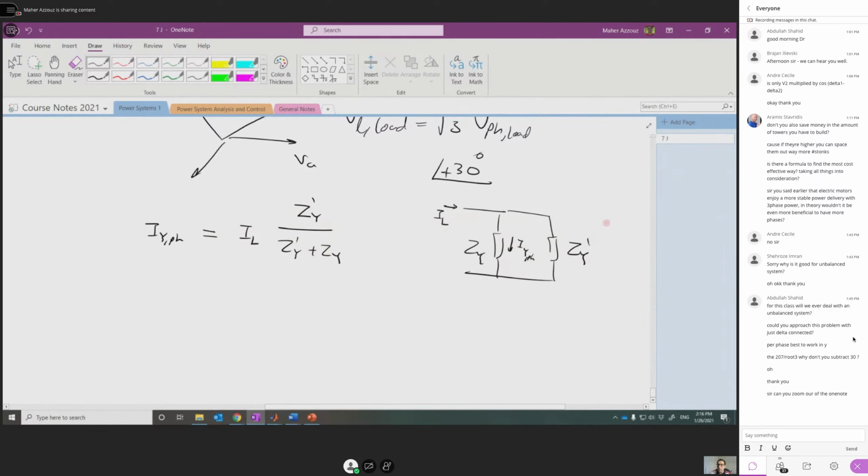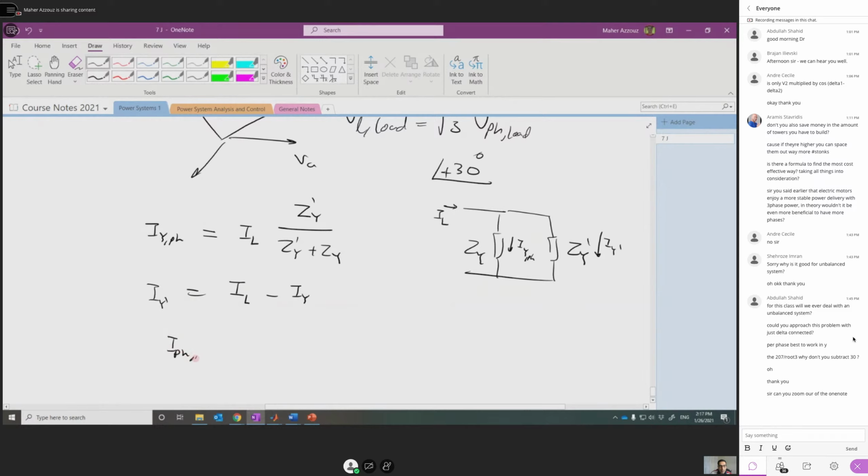For the other component, which is I star dash, in this direction, you can also get it using the current division. So I star dash, but I'm not going to call it phase, because this load originally was delta connected, not star connected. So again, you can apply the current division, or simply you subtract I star phase from the line current. You get I star dash, but this is not the phase current. This is the line current supplying the delta connected load.